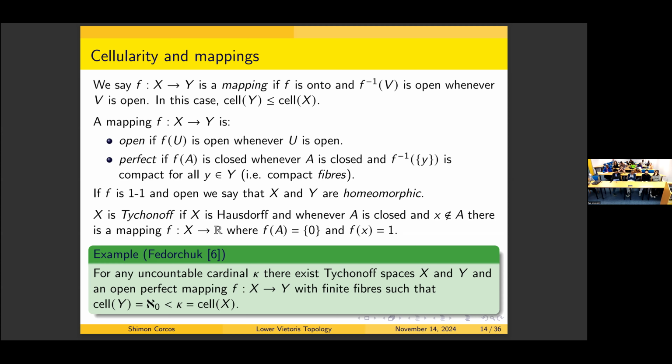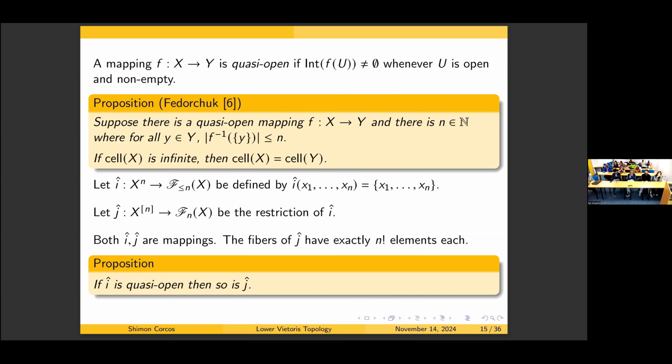And the type of map that we need to look for actually doesn't result from strengthening the properties of the map, but rather from restricting the fibers. And here I need to introduce another notion. A mapping is quasi-open if the interior of the image of any open set is non-empty. So what it means is that the image will contain some open set.